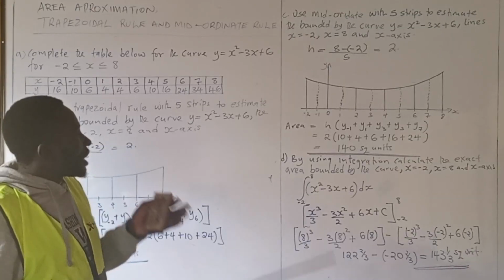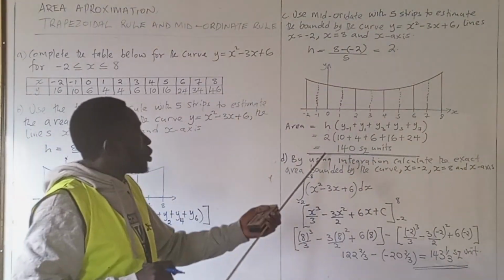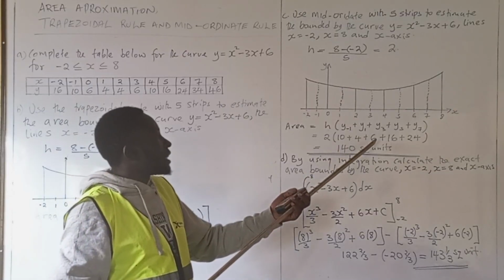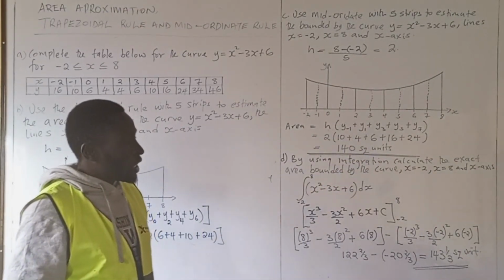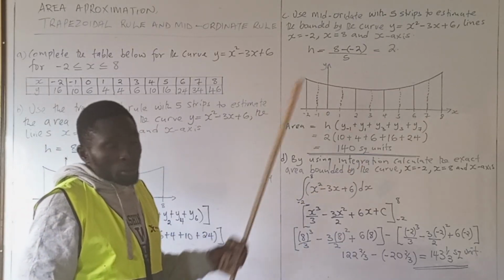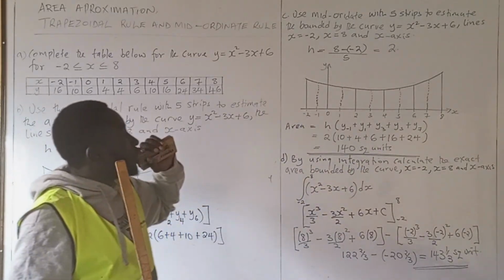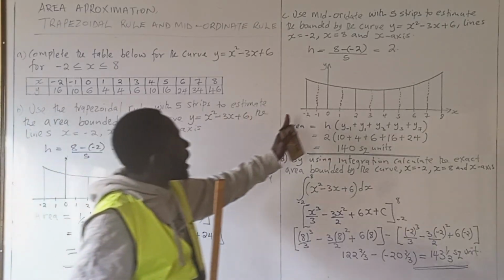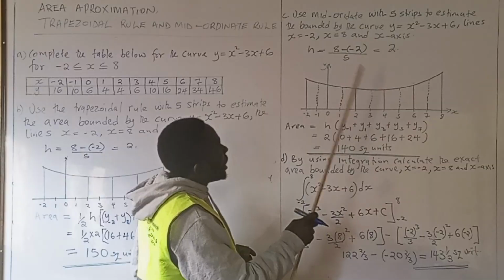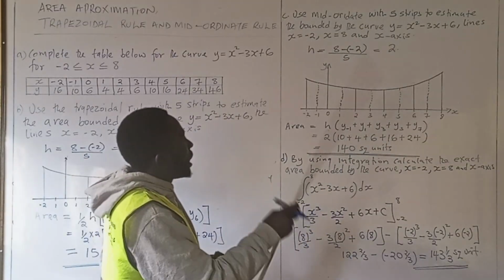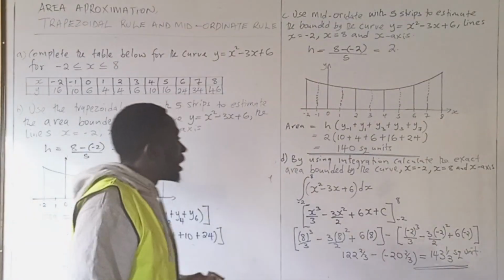So when you do that calculation, you just press in your calculator the way you are seeing it: 2 times (10 plus 4 plus 6 plus 16 plus 24). The answer is 140 square units because it is area. So that is how we use the mid-ordinate rule. The most important thing is you get the height. After getting the height, you divide your work into 5 strips, you sketch, then you get the middle point of each strip, like that.